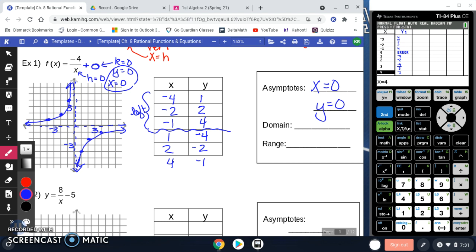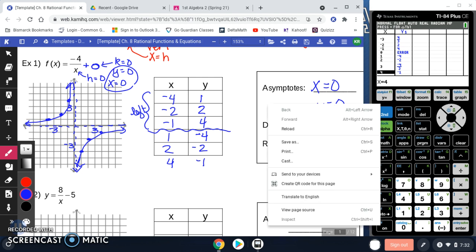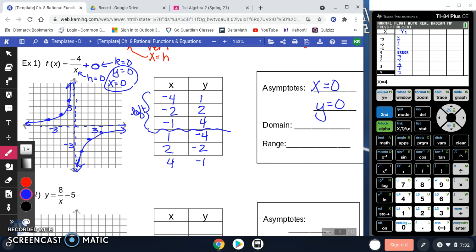Okay, so now domain and range. Your domain and range, you can just piggyback off of your asymptotes. So the vertical asymptote is x equals 0. Domain is going to be all real numbers not equal to 0. Similarly with the range, all real numbers not equal to 0, since your horizontal asymptote is 0.